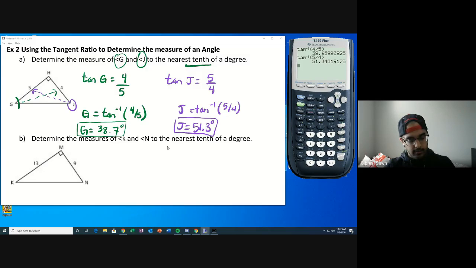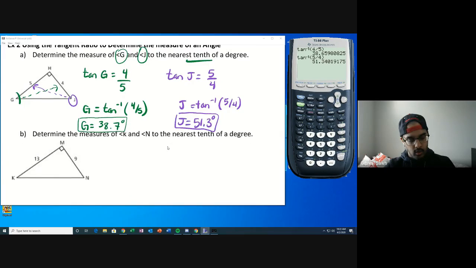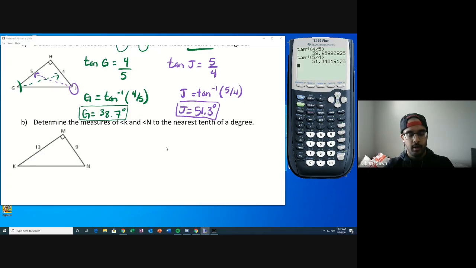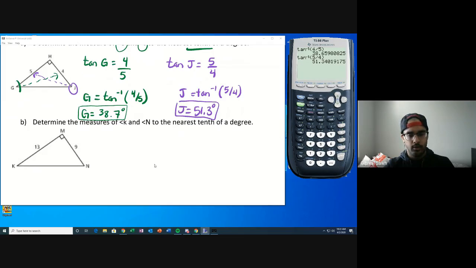Okay, I'm going to leave the one down below. That way you can pause the video, you can try that one on your own, compare it to the answer key and see how you did. It's very much similar to the one we just did. Okay, so you can give that video a pause. You can try that one out on your own.